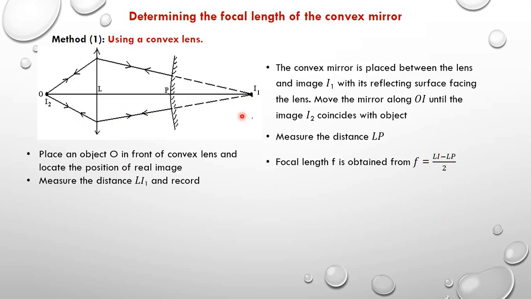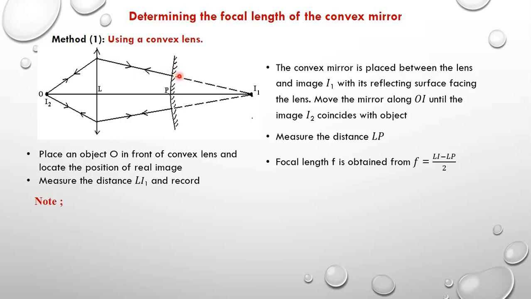Remember, we have measured LI1 and LP. So we shall get the focal length of that mirror using this formula. Now let us note how we get that formula. We need to remember that when this ray is to go back along the same path so that the image I2 is formed beside the object, it means that the ray of light is going to be reflected along the same path. And if it is reflected along the same path, then it must be meeting this surface normally.